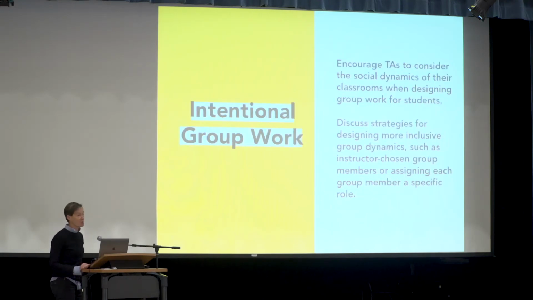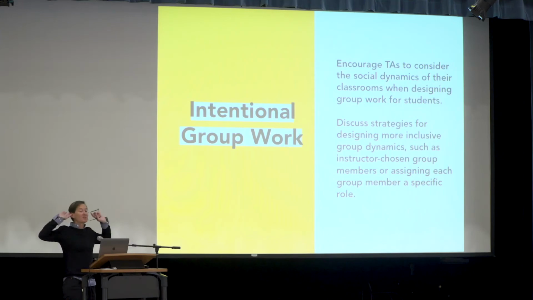Second is intentional group work. We all know, even if we know almost nothing about active learning, that we're supposed to have students work in groups. But if we are not intentional about the way that we break students up into groups, we will perfectly replicate all the forms of social inequality that they walked in the door with. So we have to think about how we have them break into groups. And there are a variety of intentional ways to do that, some of which we'll model for you in about 5.5 minutes.